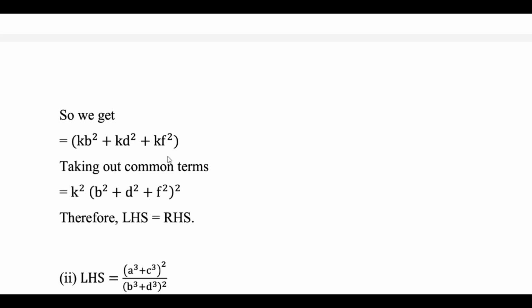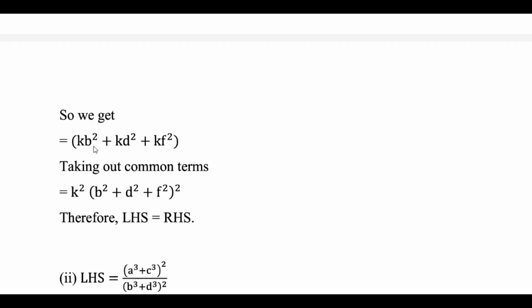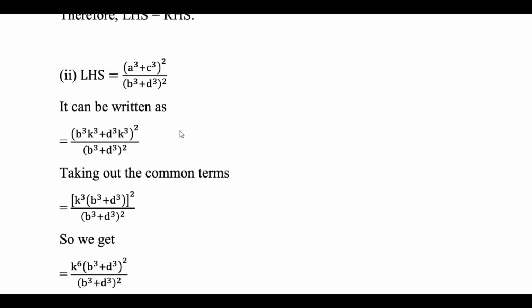After that, we will get b·kb + dk·d + fk·f. So we get kb² + kd² + kf². Taking the common terms, k(b² + d² + f²), squared, giving k²(b² + d² + f²)². So the left hand side is equal to the right hand side. After that, come to the next problem.